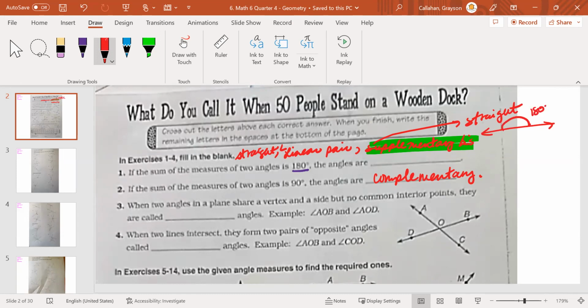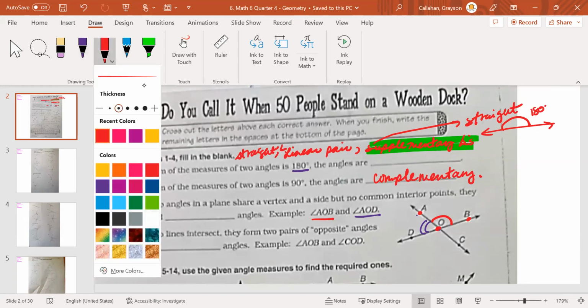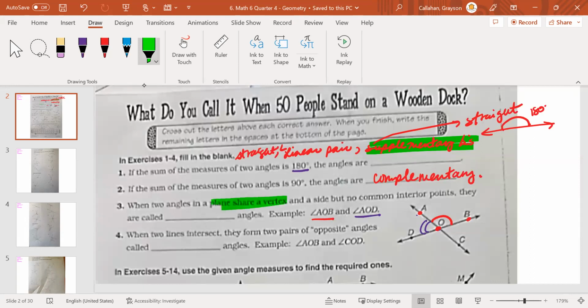Okay. When two angles in a plane share a vertex and a side with no common interior point, they're called blank angle. For example, this is important. AOB, so there's AOB, so it's this angle right here, right? And AOD, this angle right here. So when two angles share a plane, they share a vertex. That vertex is this piece right there. Do you see how they both share that point between the two angles, the purple and the red angle?